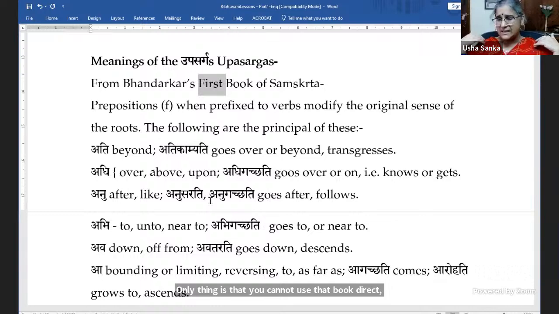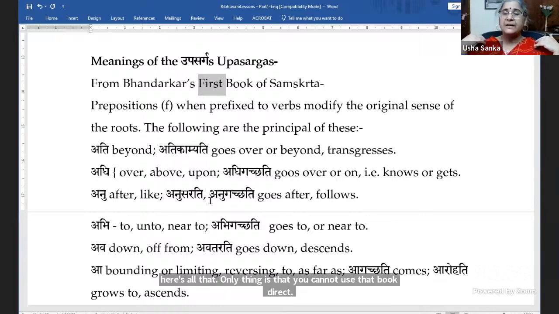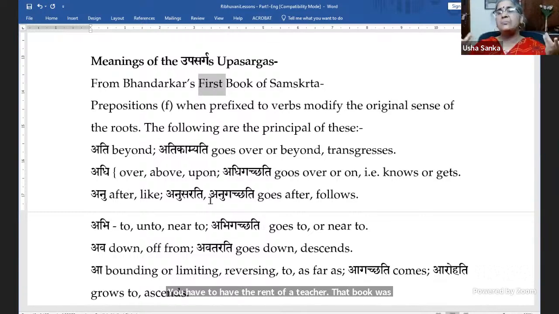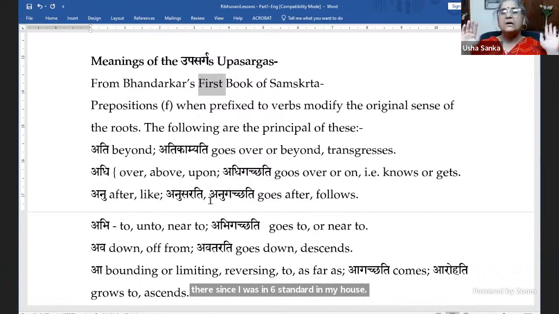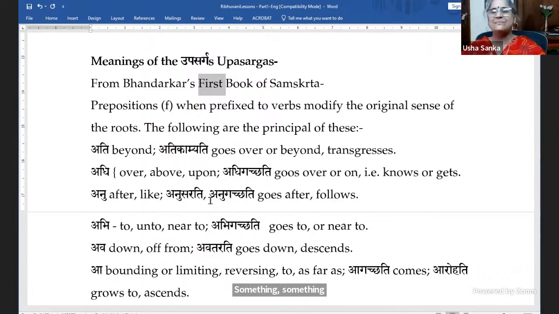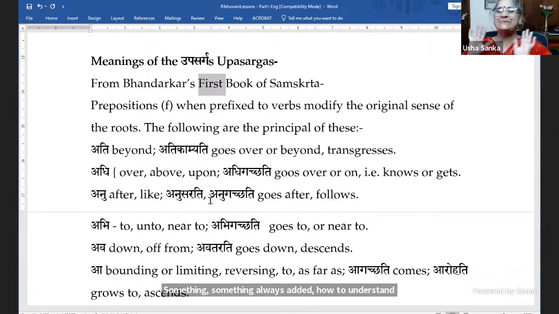That book was there since I was in 6th standard in my house. I don't know when my father bought it, it was just there. I saw it all through my learning, in 6th standard, 10th standard, 12th standard, then in my bachelor's degree, in my master's degree. Everywhere I saw that book. I grew up with that book. Something was always added on how to understand it. Then my Guruji taught me that book when I was in my master's.